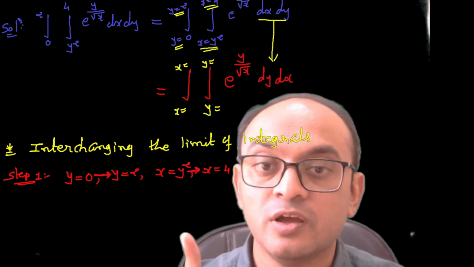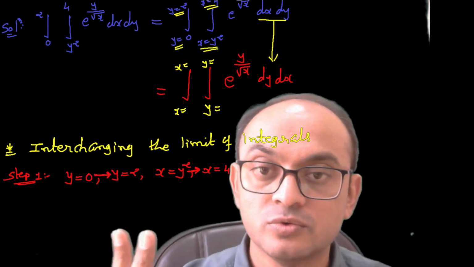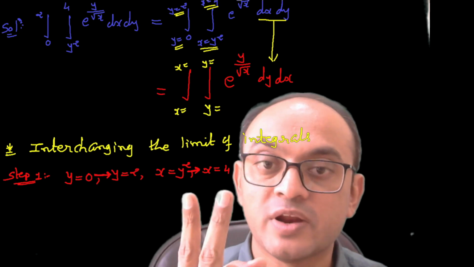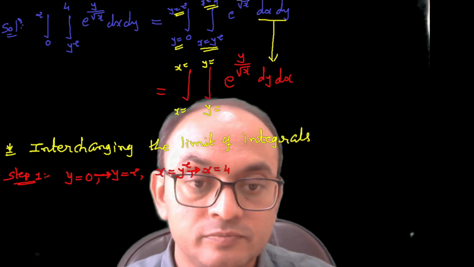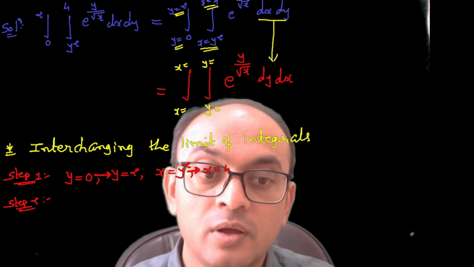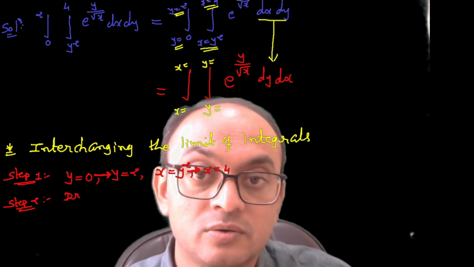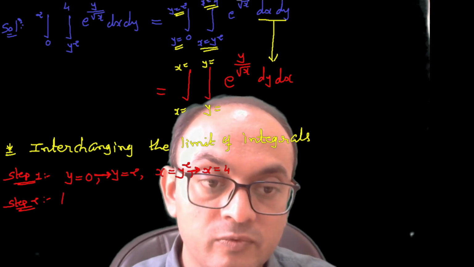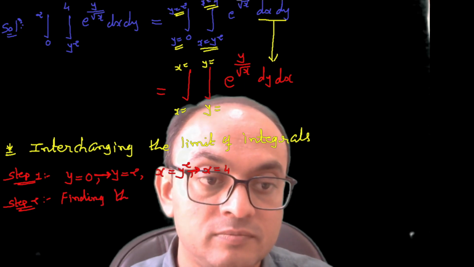So in step 1 we don't mention only these 4 curves, but we mention y equal to 0 to y equal to 2, and x equal to y square to x equal to 4. In step 2, what do I do? I draw the region, right? So let me write, in step 2, finding the region R.